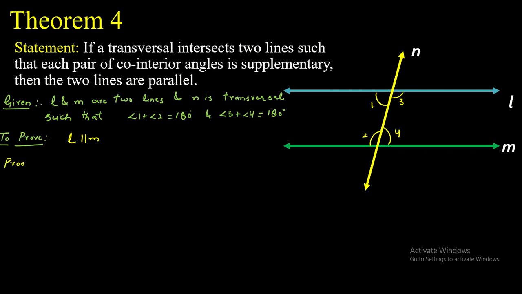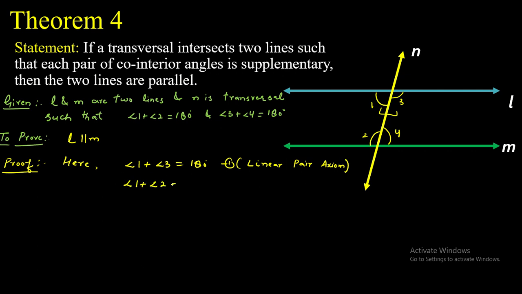Now let's prove it. Again, we can use the two results that we already got. If we are able to prove that the corresponding angles are equal, then we can say lines are parallel. Similarly, if we are able to prove that alternate interior angles are equal, then we can say the lines are parallel. So now here we can simply say angle 1 plus angle 3 is 180 because they are a linear pair of angles. So linear pair axiom. Also, angle 1 plus angle 2 is equal to 180 degrees, and it is given.